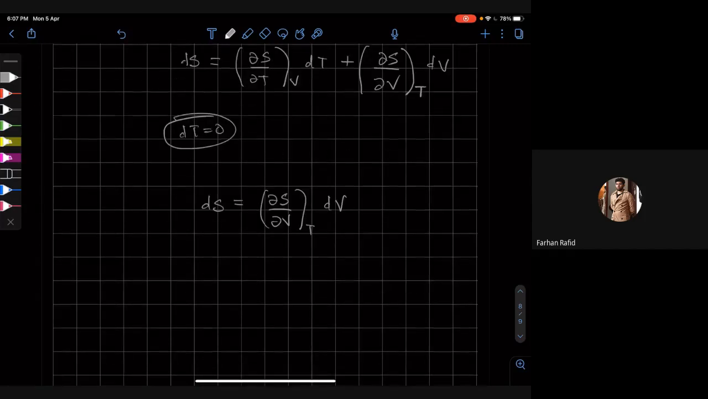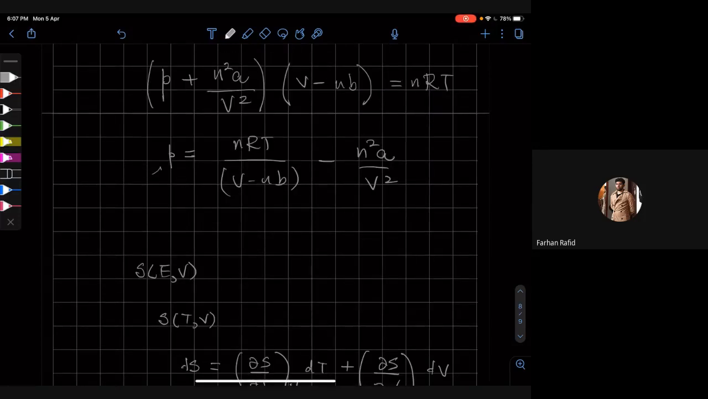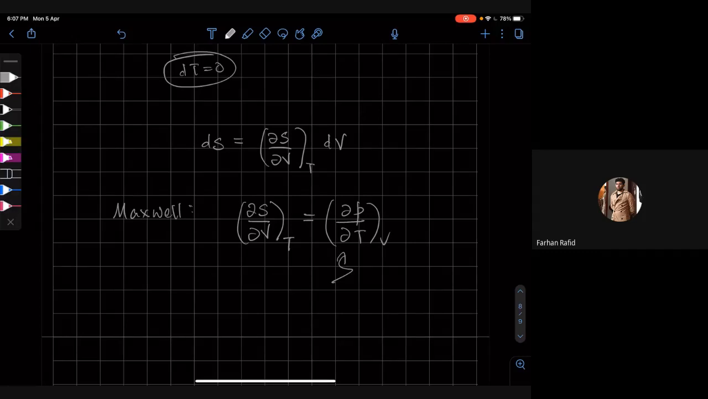Now we use one of the Maxwell's relationships, which says that ds by dV at constant T is equal to dP by dT at constant V. Now this is something you can compute from this expression for P. And game over. Okay?